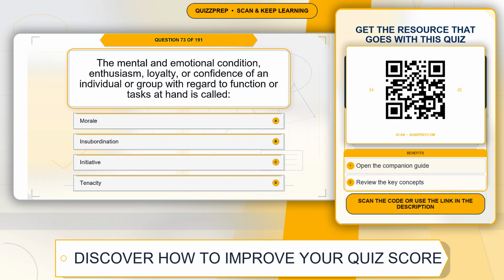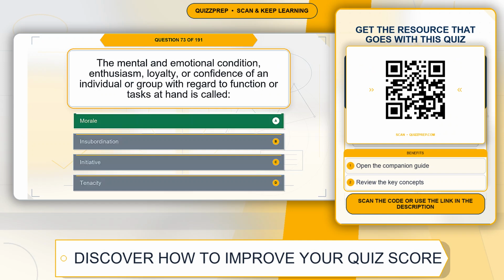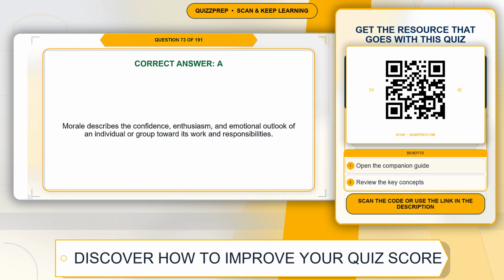Question 73. The mental and emotional condition, enthusiasm, loyalty, or confidence of an individual or group with regard to function or tasks at hand is called: Option A, morale. Option B, insubordination. Option C, initiative. Option D, tenacity. The correct answer is option A, morale. Explanation. Morale describes the confidence, enthusiasm, and emotional outlook of an individual or group toward its work and responsibilities.